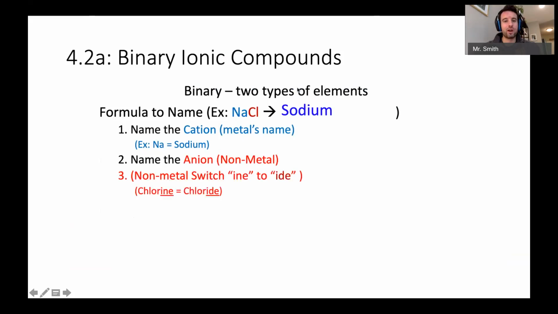Pretty awesome. The second step is a little bit more complicated. So Cl is called chlorine, and you would know that by looking on the periodic table, in the same way that you know that Na is sodium, again, by looking on the periodic table.